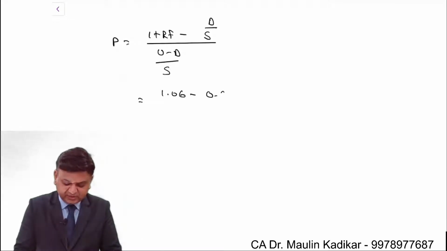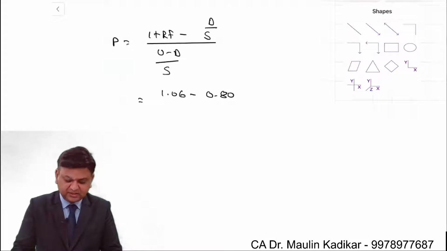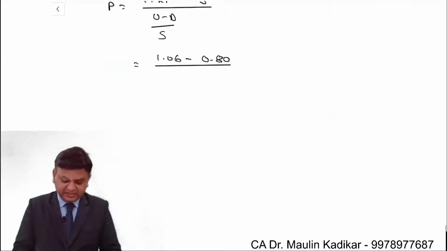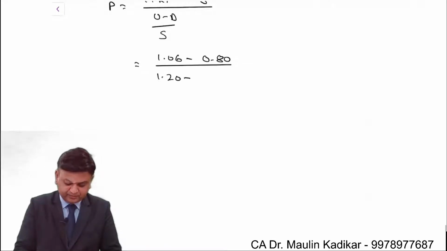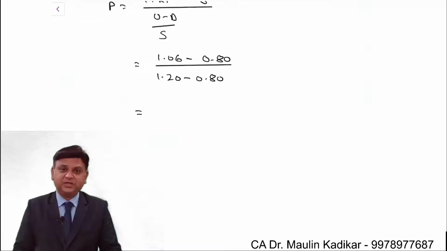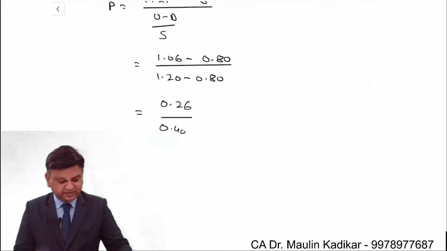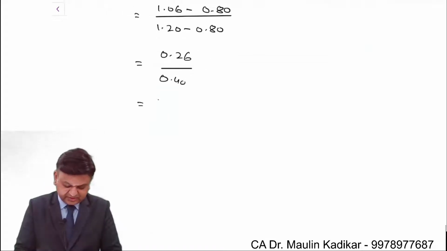Minus D upon S is 0.8, because the price may fall down by 20%. The price may increase by 20%. It may fall down by 20%. So the numerator will become 0.26 divided by 0.4. So that will give us a probability of the price increase, which comes to 65%.